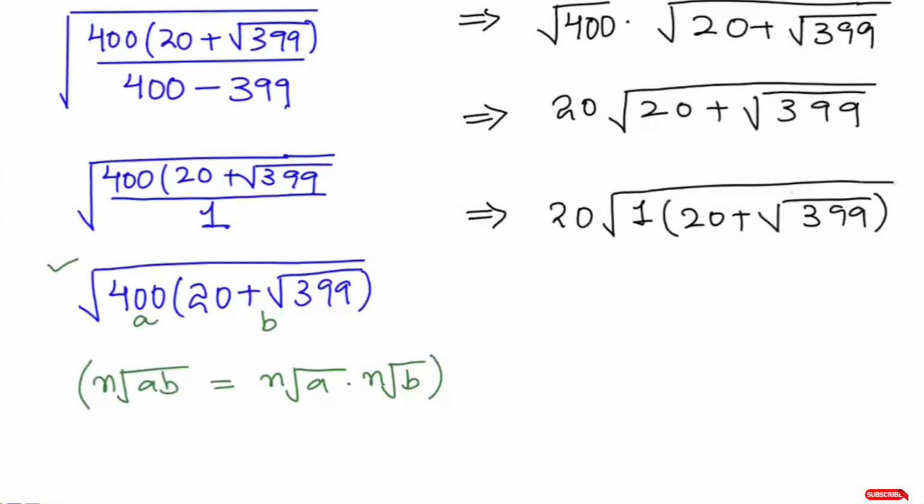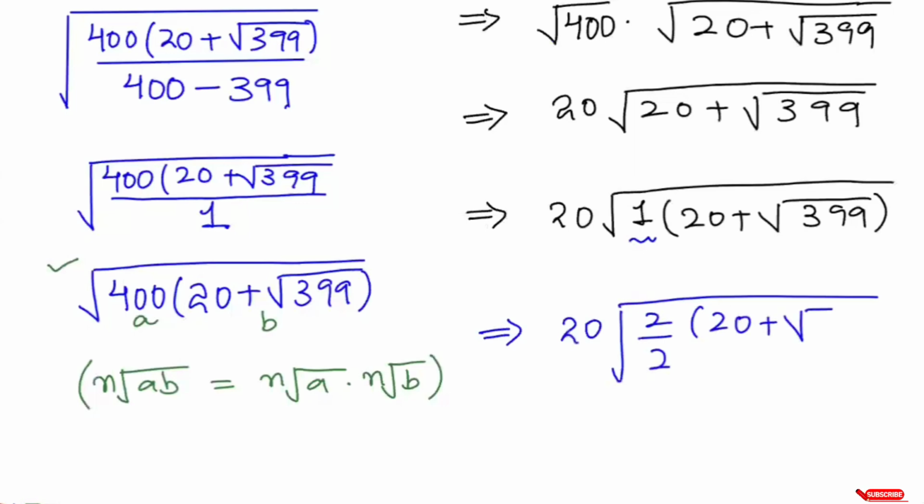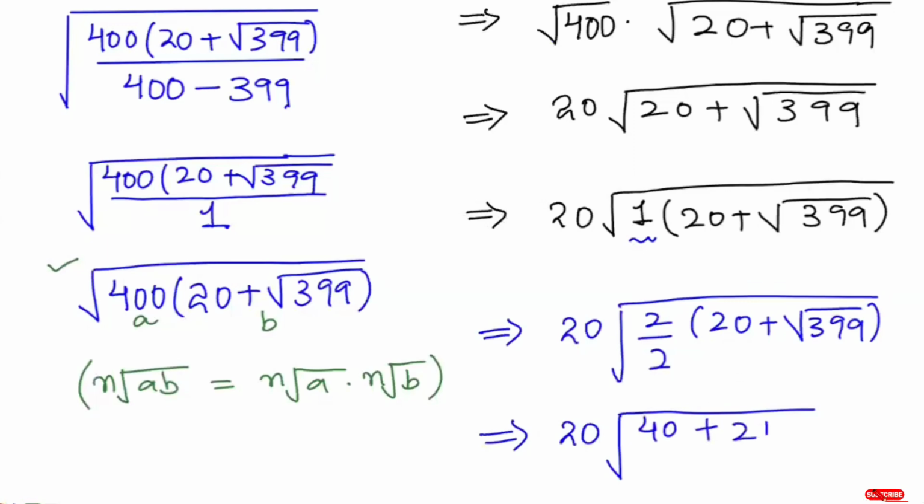Now in replacement of this 1, I'm going to write root of 2 over root of 2, times 20 plus root of 399. That gives 20 root of 2, and 20 times gives us 40 plus 2 root of 399, over 2. The next step, I am going to split this 40 and this 399.